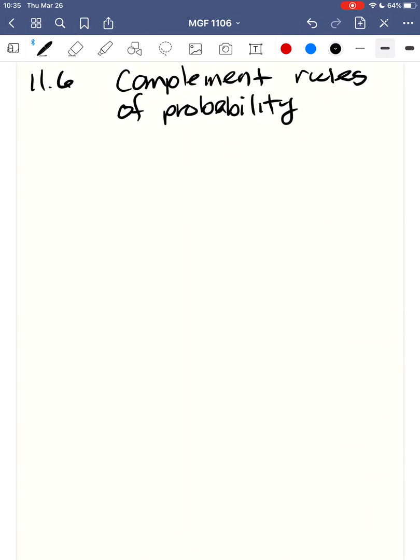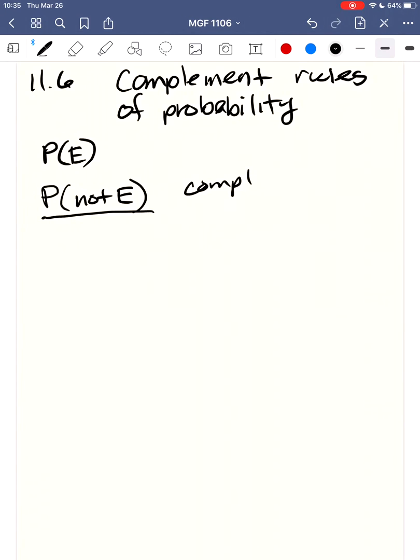And we know that the probability of an event is denoted P of E, the probability that that event will occur. What we want to say is the probability that it will not occur. It's going to be P not E. So this event, P not E, is the complement. And when you add these two things together, they equal 1.